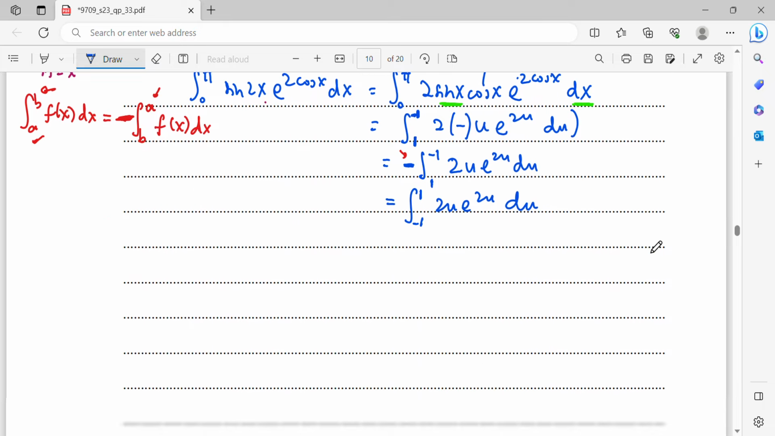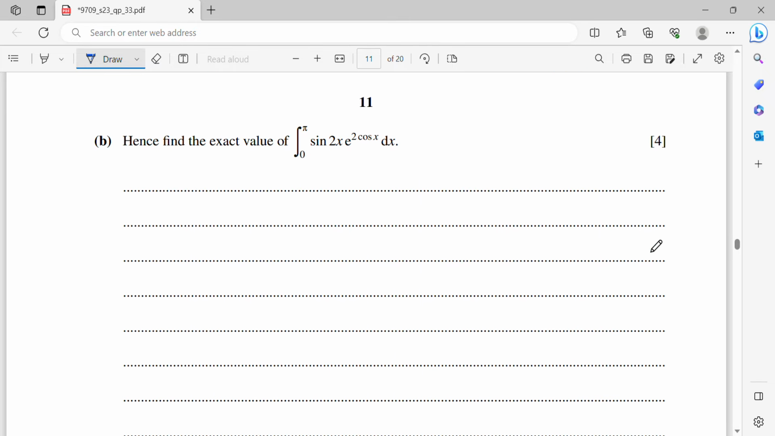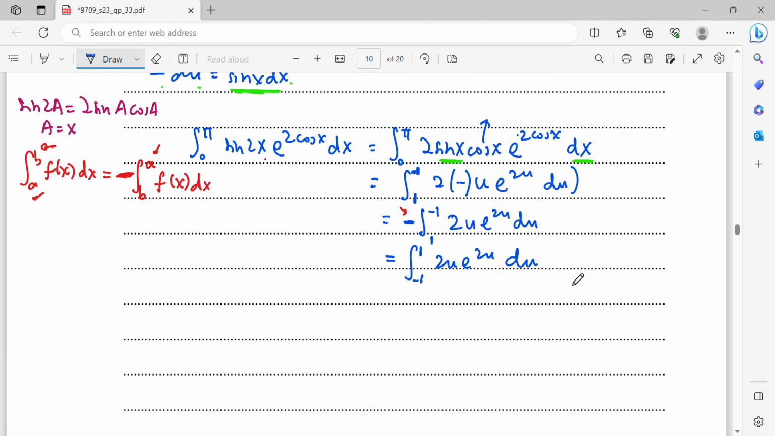Alright, so now part b, hence, means use the previous form to find the exact value of this integration. So I'm going to use the new integration form to solve the integration. So integrate 0 to pi sine 2x e to 2 cos x dx. This is basically the same as minus 1 to 1, 2u e to 2u du. Just copy this.